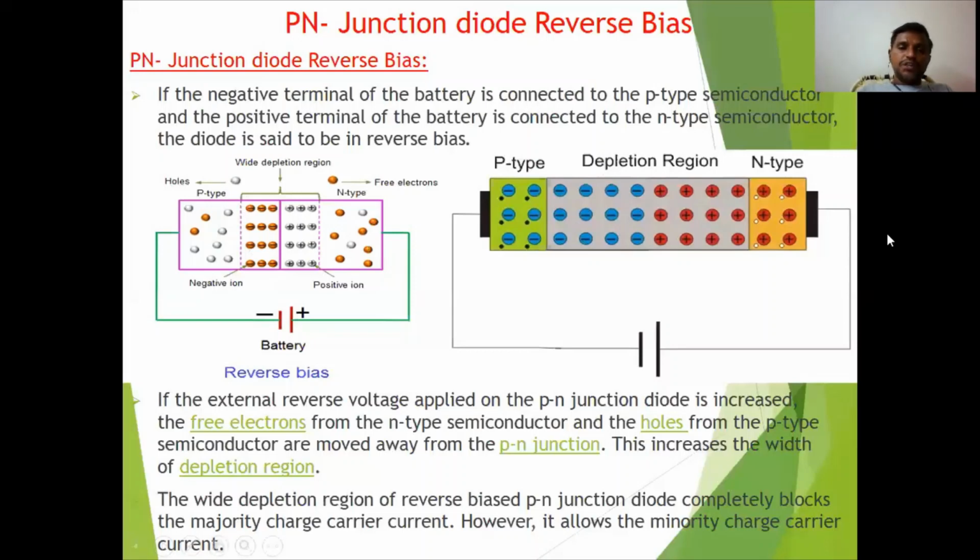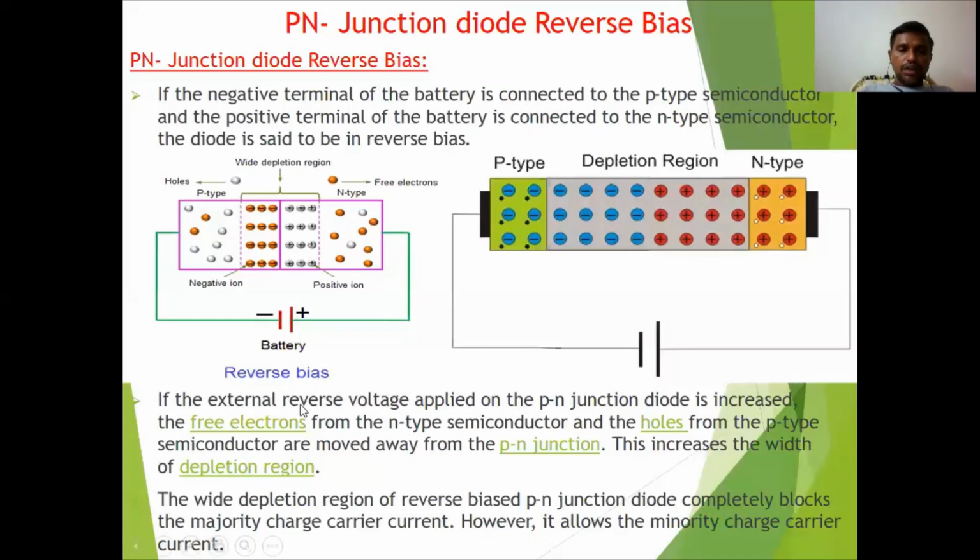If the depletion region increases, the opposing force for the majority carriers to move from p-type to n-type and n-type to p-type increases. Therefore there is no movement of majority carriers across the junction, and so there is no current flow due to majority carriers in the PN junction diode in the reverse bias condition. So that's what we have.